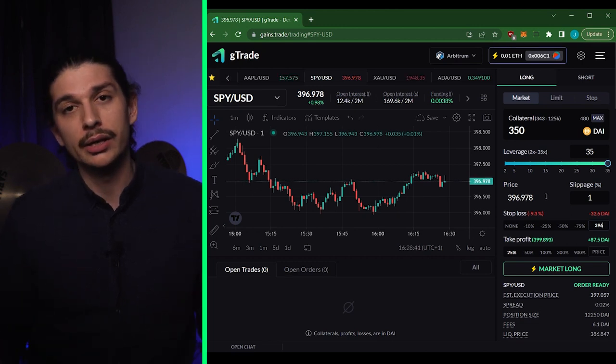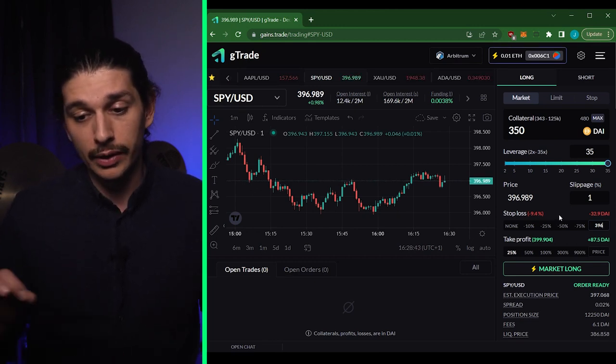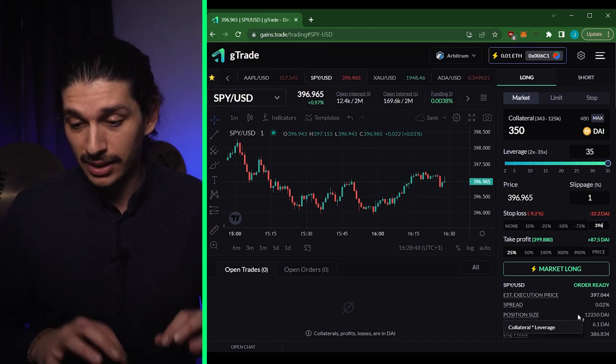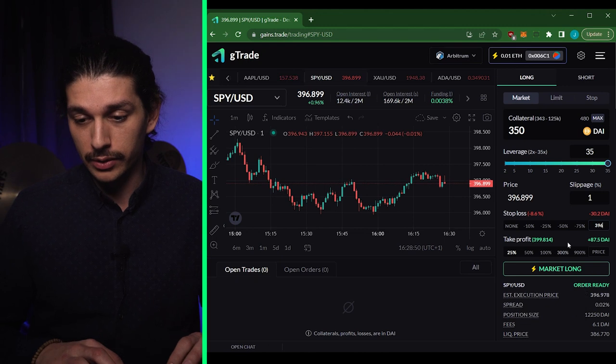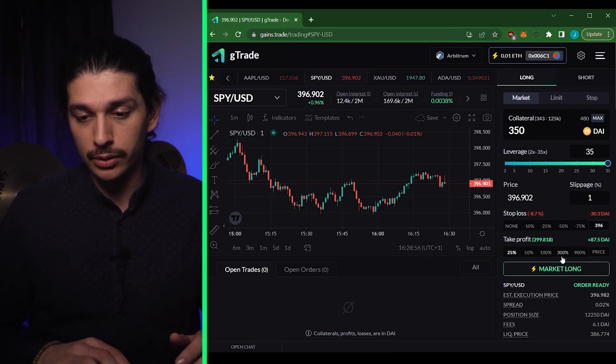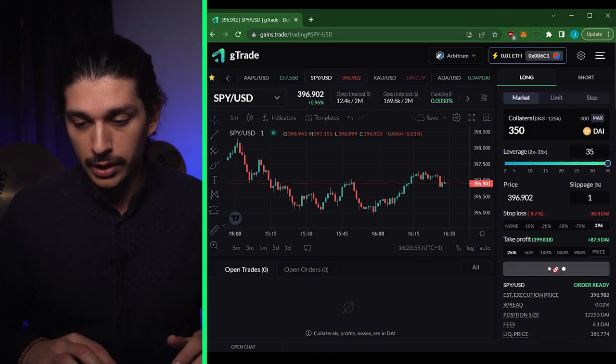So I stand to walk away with 87.5 DAI in profits. And if I lose, I lose 33 DAI. You also have to factor in the 6.1 DAI in trading fees for this position as well. So the parameters are set, my stop loss is there, my liquidation price is displayed on screen, and I'm going to click the market long.